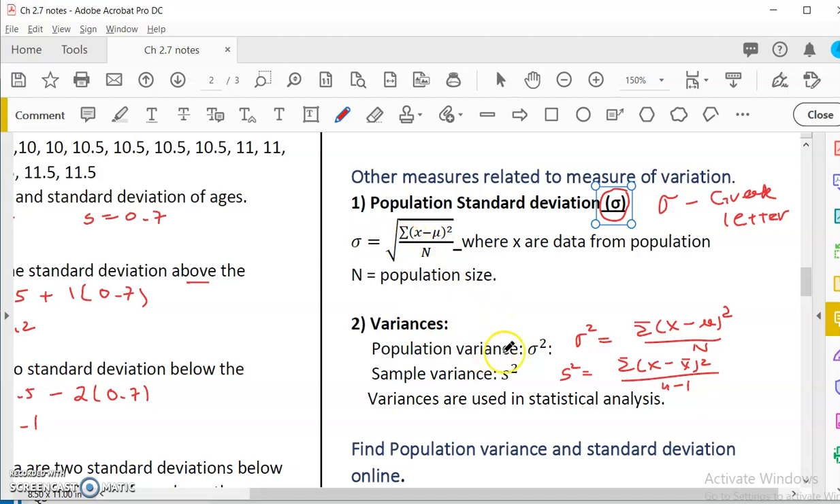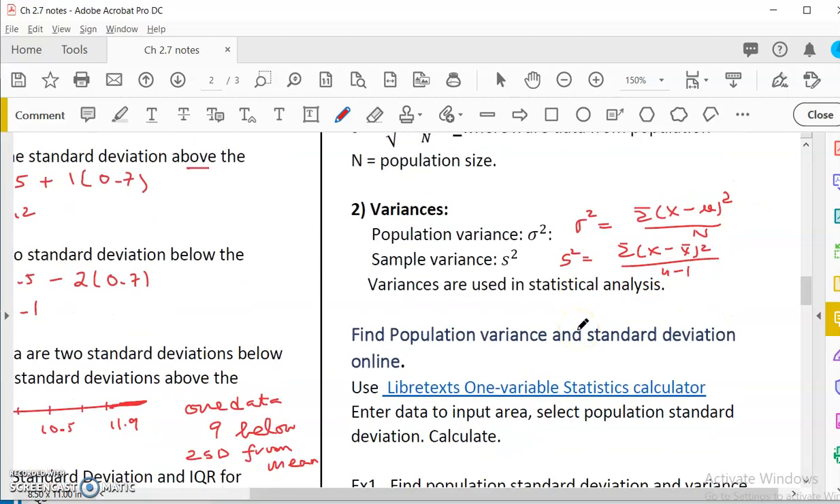They just use the symbol for standard deviation. For variance, population variance is sigma squared, and sample variance is s squared. So you can tell that standard deviation is the square root of variance, or the variance is the square of the standard deviation. Why do we need to introduce it?